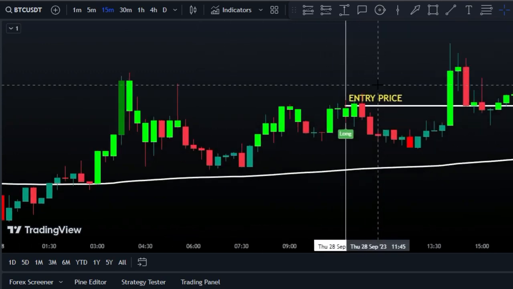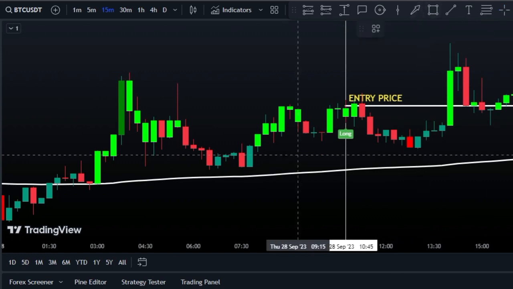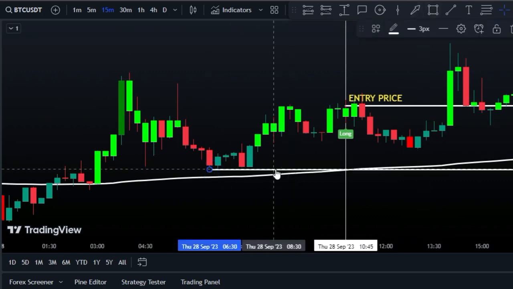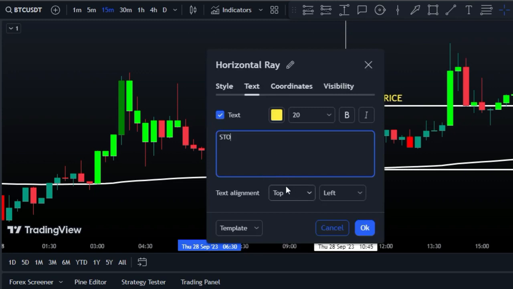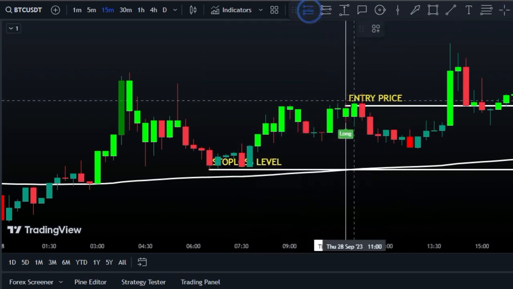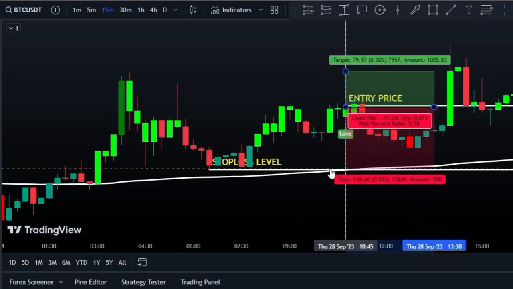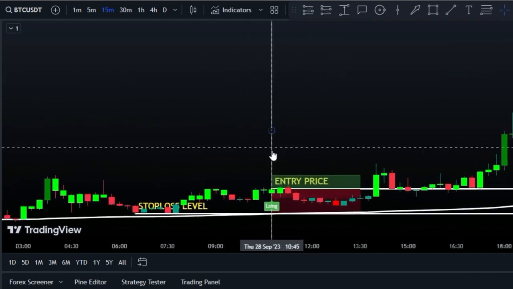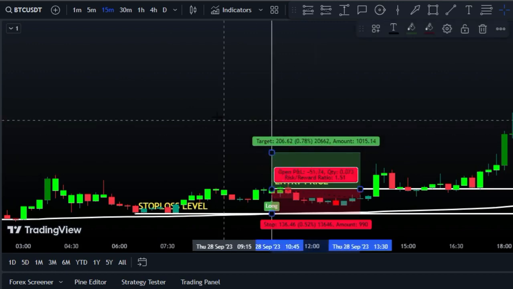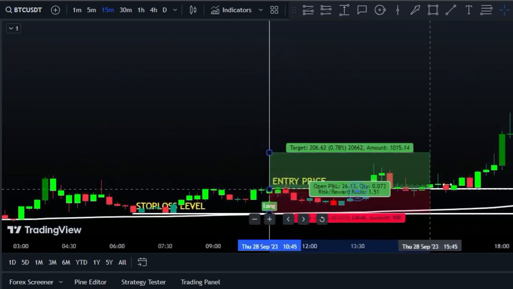For managing risk, set your stop loss below the most recent swing low. And when it comes to taking profits, consider a minimum target of 1.5 times your risk amount.